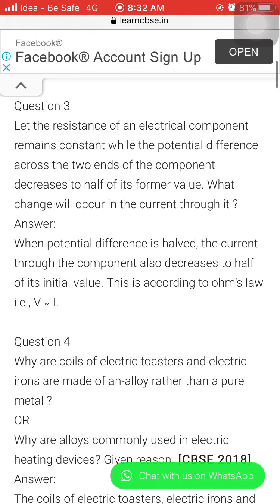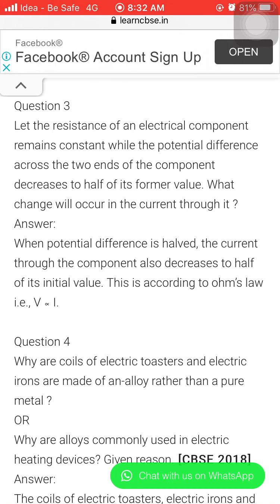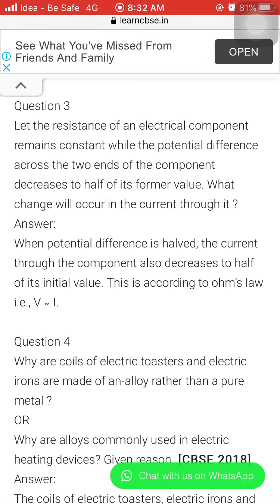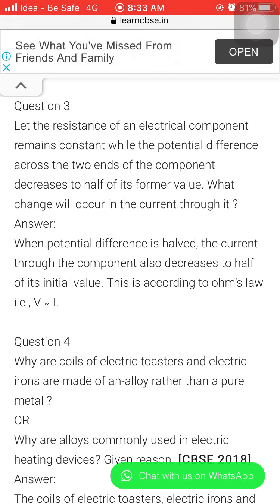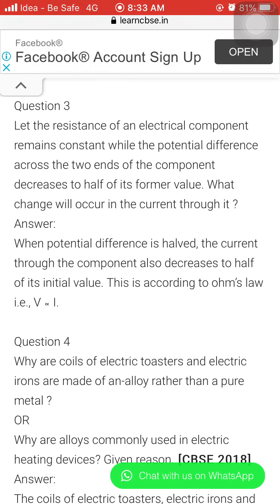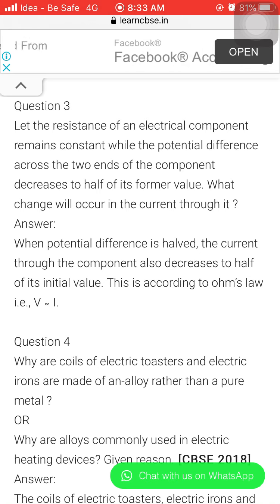Next, let the resistance of an electrical component remain constant while the potential difference across the two ends of the component decreases to half of its former value. What change will occur in the current through it? So we already have seen Ohm's law, and we know what it states, V is directly proportional to I. Resistance here is constant, V is equal to IR, so resistance is constant. That means if you reduce the value of potential difference to half, then current will also be reduced to half. It is according to Ohm's law.